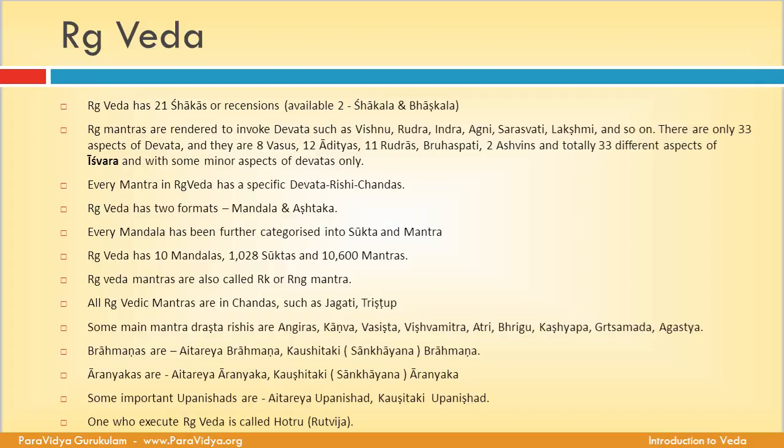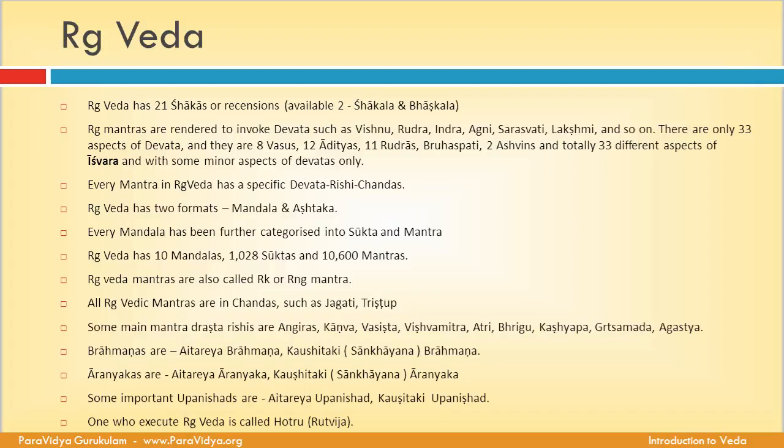Rig Veda has 10 mandalas, 1028 suktas, and 10,600 mantras. Rig Veda mantras are also called Rik or Rang mantra. All Rig Vedic mantra are in chandas such as Jagati, Trishtup.